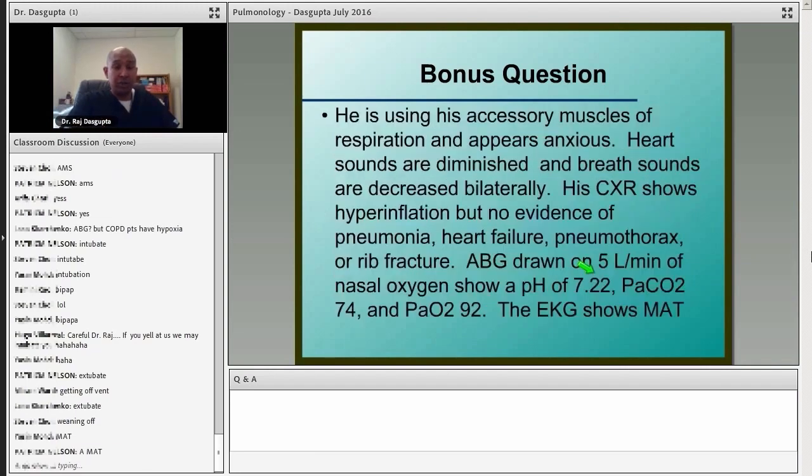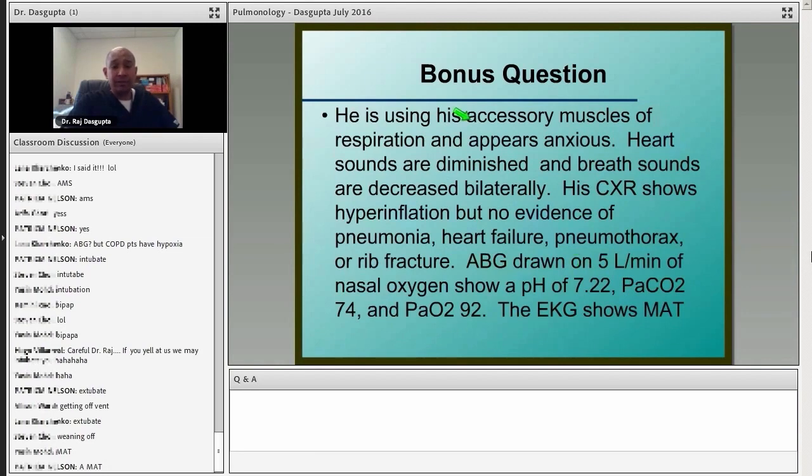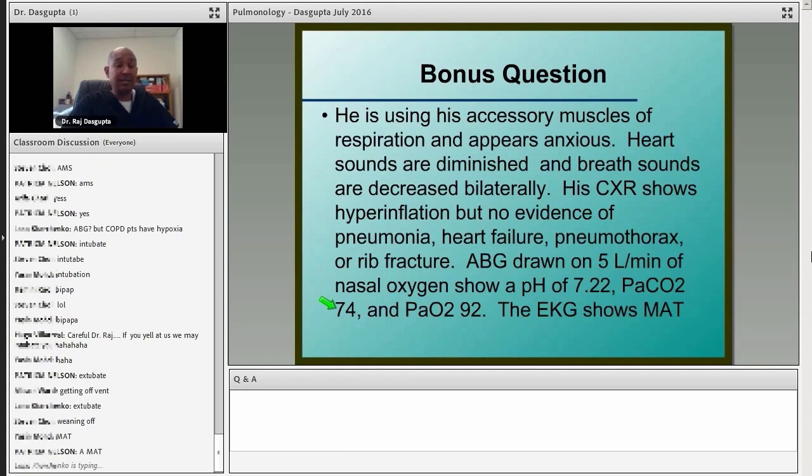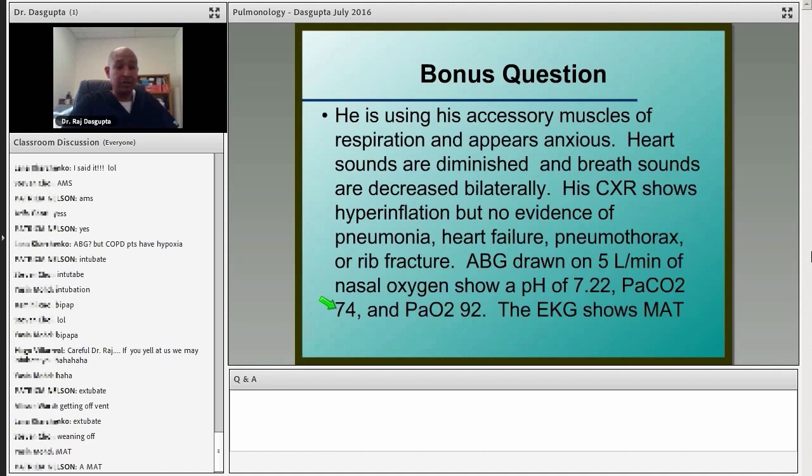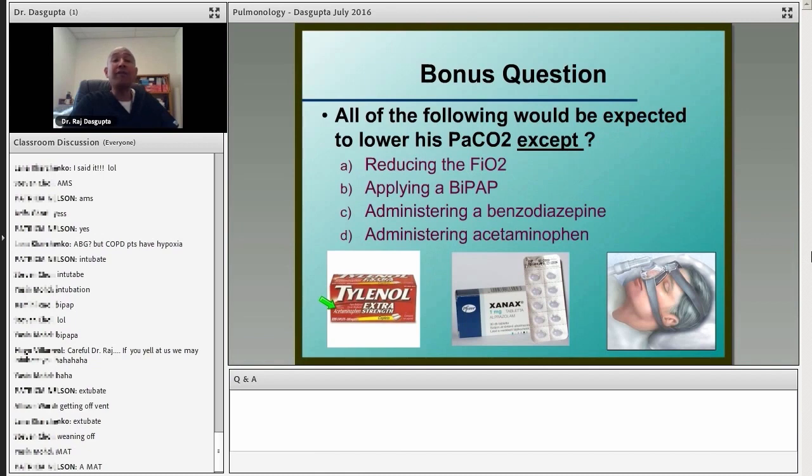So in this patient, he is using accessory muscles. Breath sounds are diminished. His chest x-ray shows no pneumonia, heart failure, or pneumothorax. So this guy is having a COPD exacerbation. They do an ABG on him on 5 liters of supplemental oxygen, and now his pH goes down. His CO2 goes from a baseline of 50 and change to 74, and what a coincidence, the EKG did show MAT.